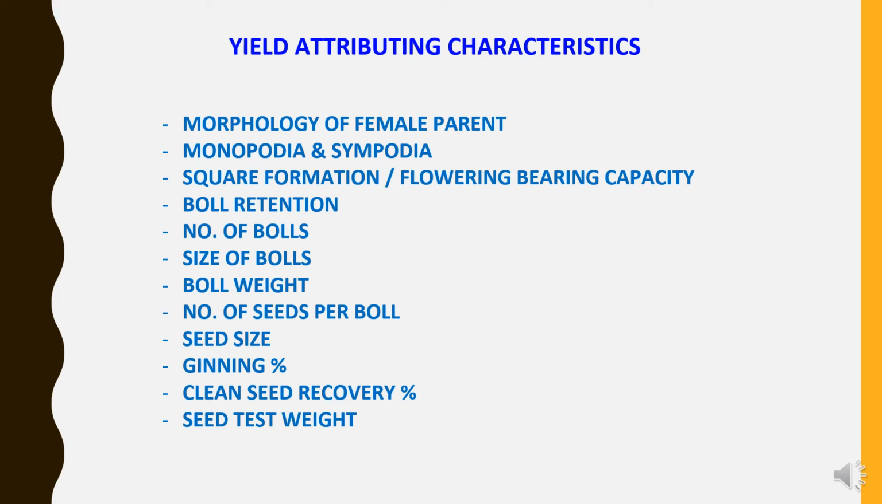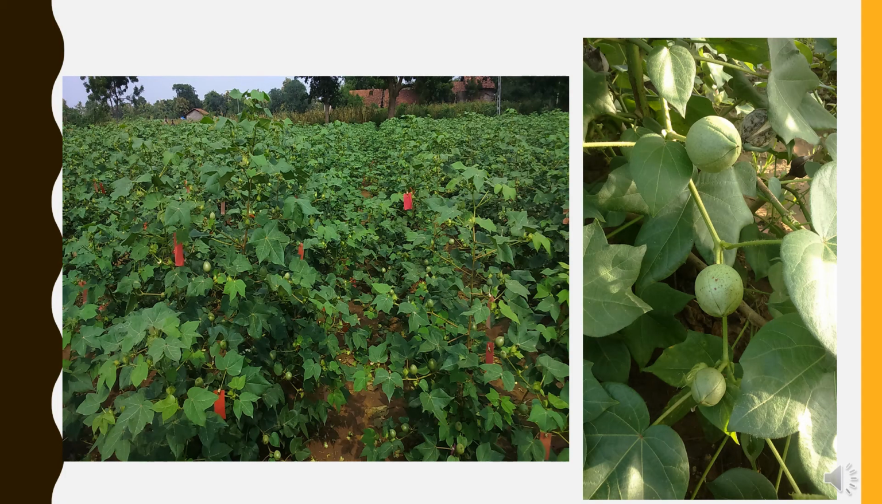After that, number of balls, size of balls, ball weight, seed size, number of seeds per ball, ginning percent, cleaning seed recovery percent, and seed test weights. So these are the factors which are playing an important role for the yielding. Here we can see the morphological characteristics of female parents, like monopodia and sympodia arrangements, ball bearing capacity, and ball arrangement.